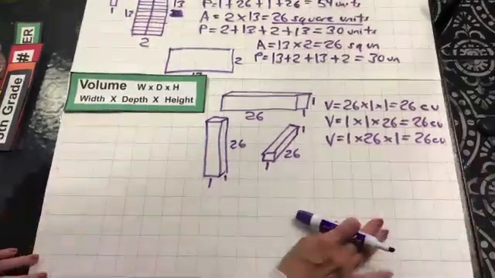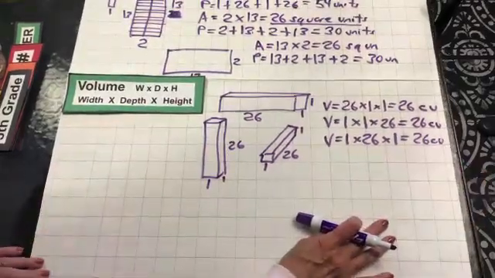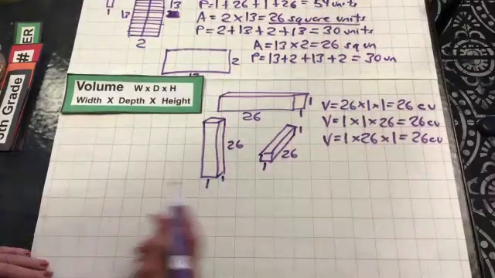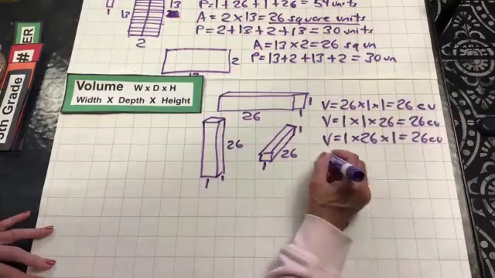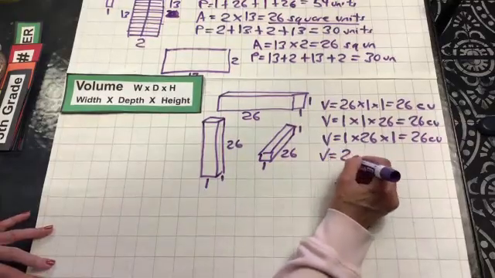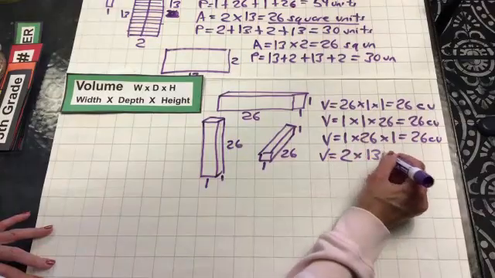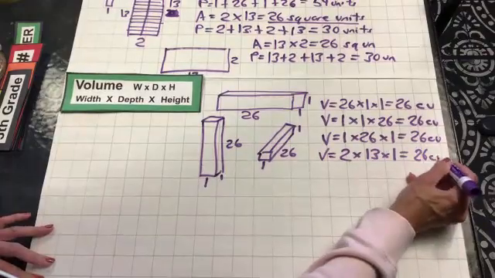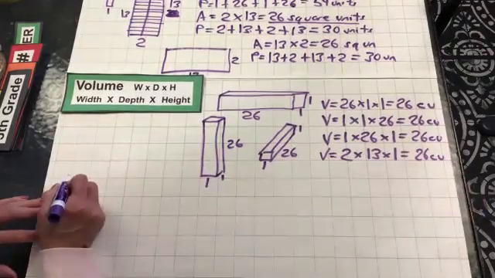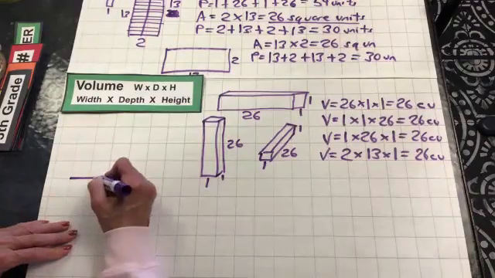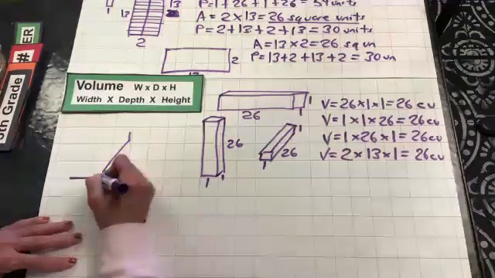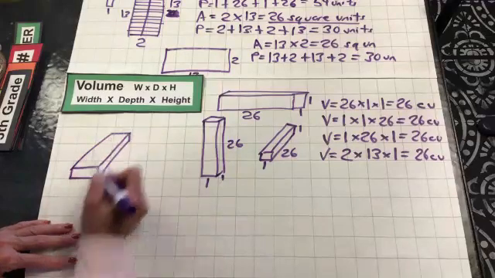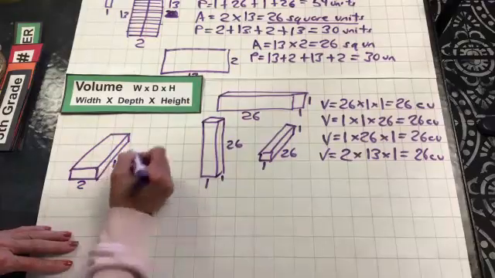All right. So we can do that because we're using the 1 by 1 only 3 different ways. So the next one that we saw, and I'm just going to write it down, was a 2 by 13 by 1, which is 26 cubic units. So let's come over here. We're going to make it 2 wide. So we got 2 wide, 13 deep, and 1 tall. So this is what it looks like. A 2 by 13 by 1.